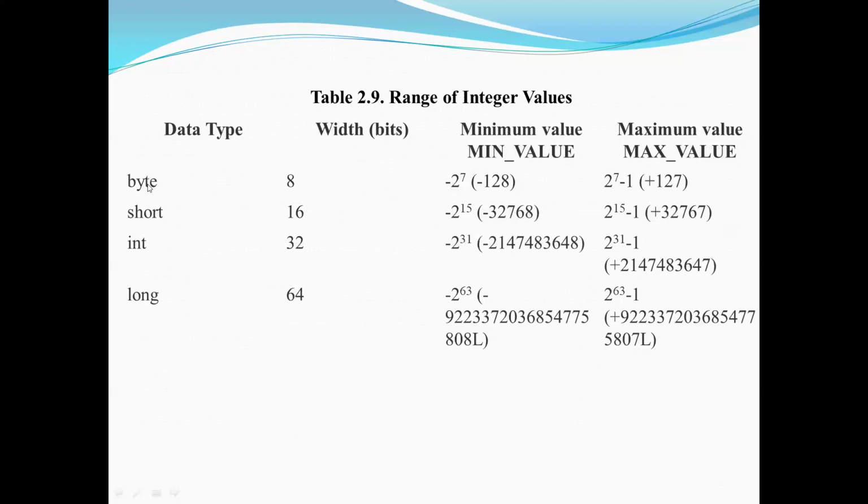So a byte variable will hold the minimum value of minus 128 and the maximum value of plus 127. If you want to store any value in the range of minus 128 to 127, it is recommended to use the byte variable. If the range increases, then we should use short. After that, if you have larger values, then you can use int, then long. This is the table that shows the range of each data type.